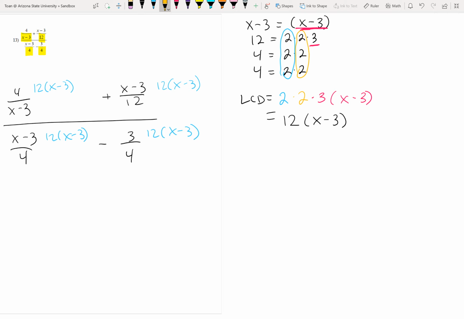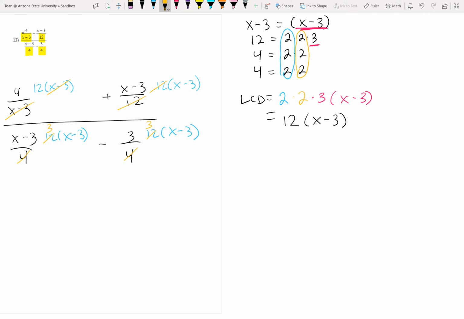If you played your cards right, the fact that we use an LCD means all the denominators should cancel out. So in the top left corner, x minus 3's will cancel. Top right, 12's will cancel. Bottom left, the 12 and the 4 will reduce. So the 4 goes away and the 12 becomes a 3. And then the bottom right, same thing. The 4 and the 12 will reduce.